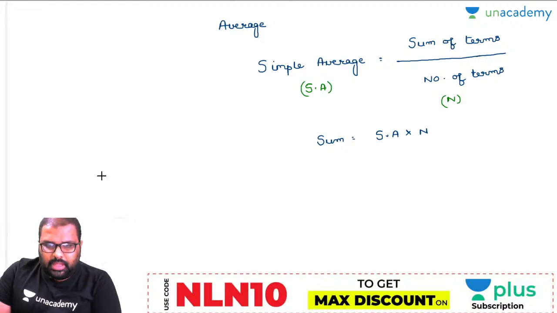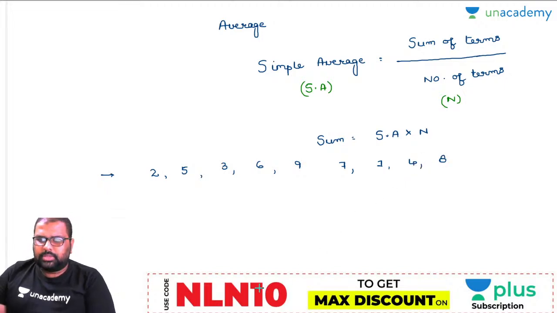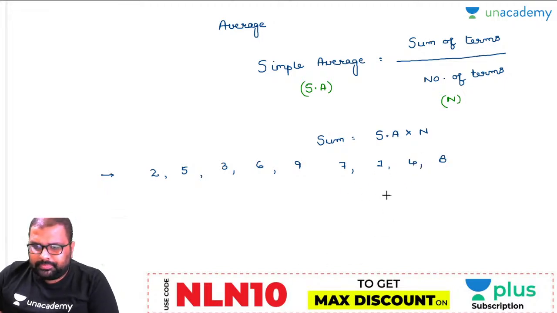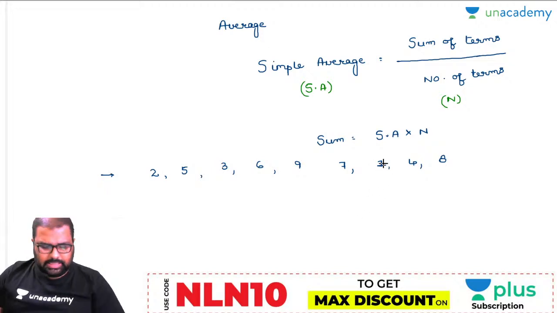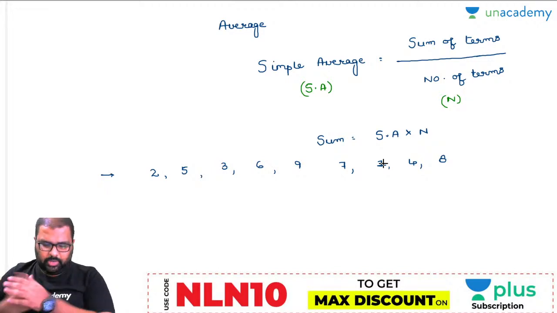Now randomly I gave you some numbers, likewise 2, 5, 3, 6, 9, 7, 1, 4, 8. Now observe here, this is 1. Now please let me know the simple average of these given numbers. Can anybody answer in the comment section box?